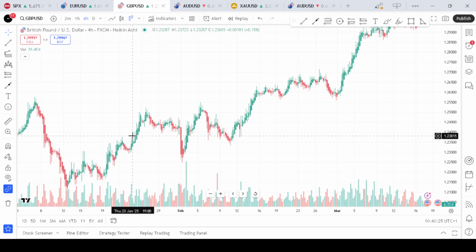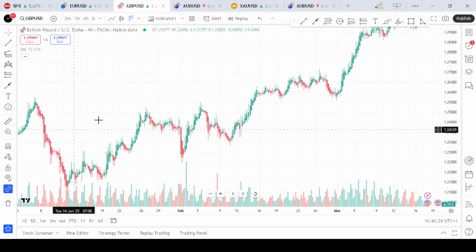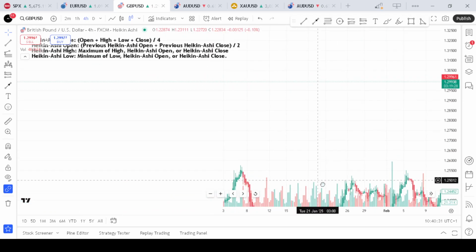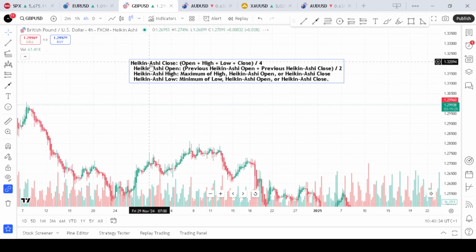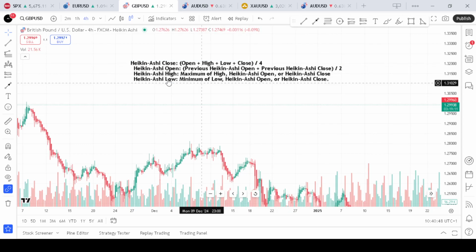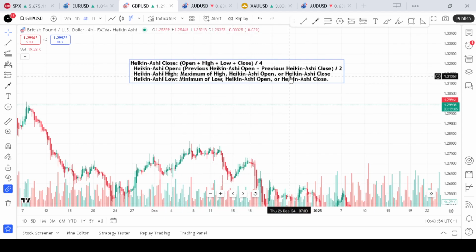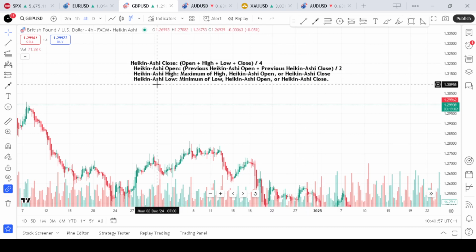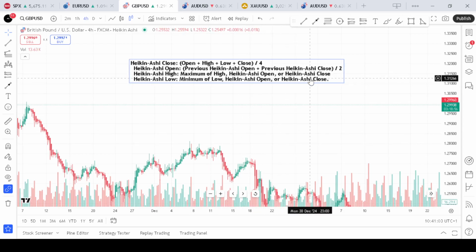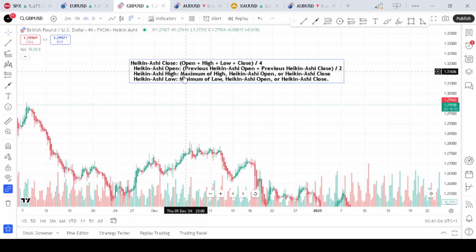So let's see how the Heiken Ashi works. The Heiken Ashi formula calculates the candle's open, close, high and low. To calculate the Heiken Ashi close, we use the open plus the high plus the low plus the close, all over 4. The Heiken Ashi open is calculated by the previous Heiken Ashi open plus the previous Heiken Ashi close, all over 2. The Heiken Ashi high is the maximum of the high, the Heiken Ashi open, or the Heiken Ashi close, while the Heiken Ashi low is the minimum of the low, the Heiken Ashi open, or the Heiken Ashi close. This is typically what the formula is.